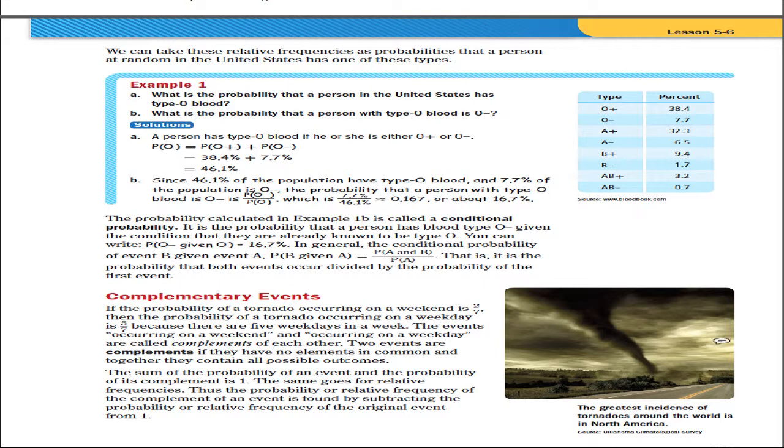Next up is complementary events. The complement of an event is the opposite of it. If you flip a coin and you flip heads, the complement is that you flip tails. An event and its complement, the event and the not event, should add up to 1 in terms of the total probability.